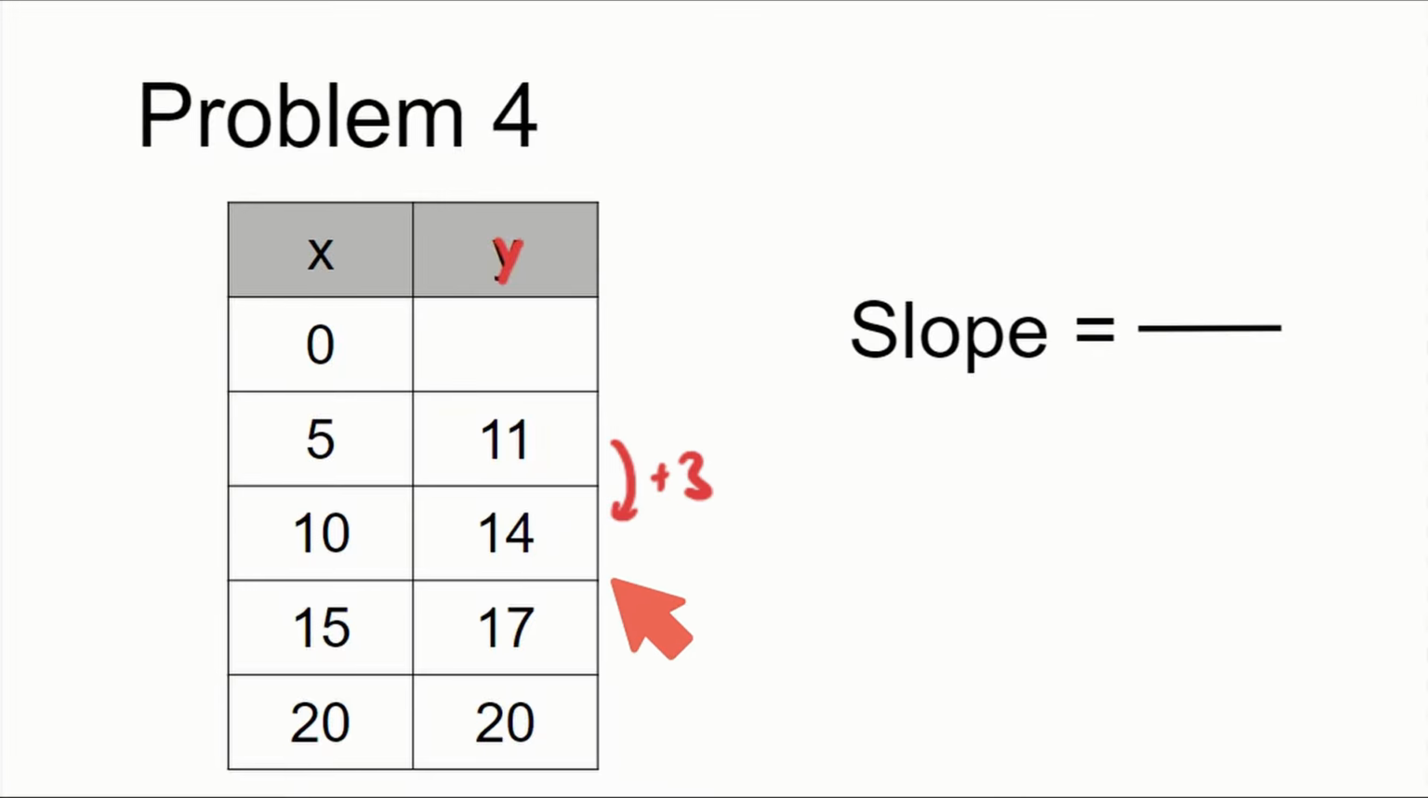From 14 to 17, also plus 3. And from 17 to 20, that's going to be plus 3. So for our slope, our change in y is going to be 3. Let's take a look at our x values.